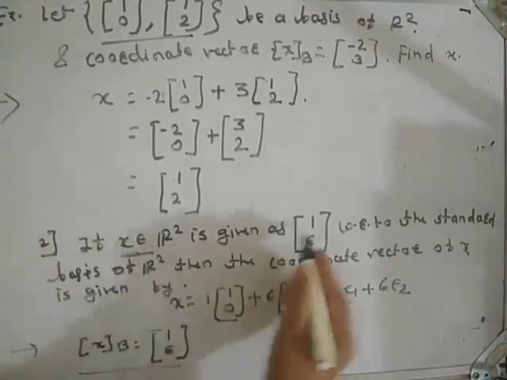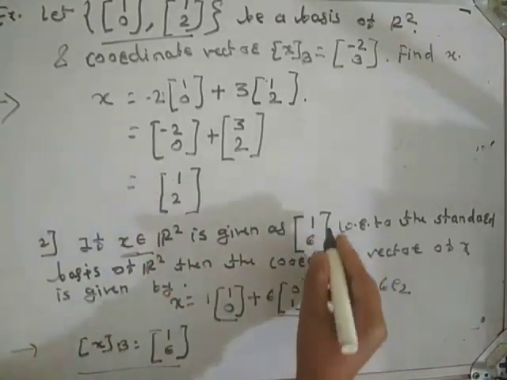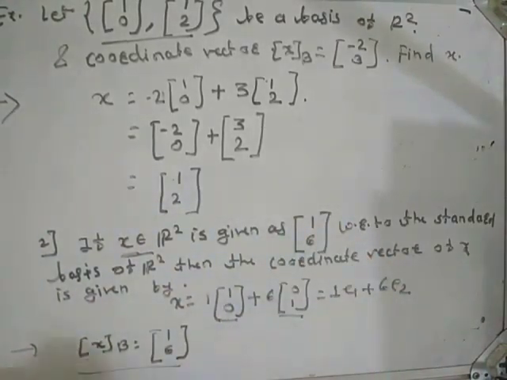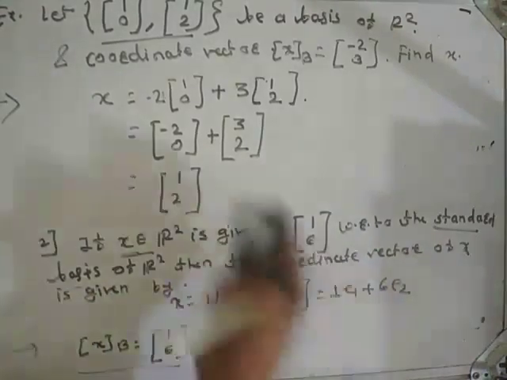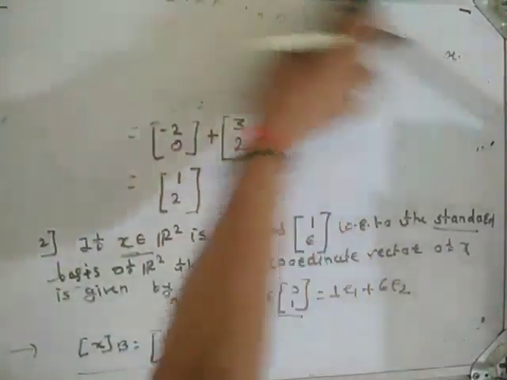Here x is the vector (1, 6), and the coordinate vector of x relative to the basis B is also the vector (1, 6), because here we have been given the standard basis. So write down one note.